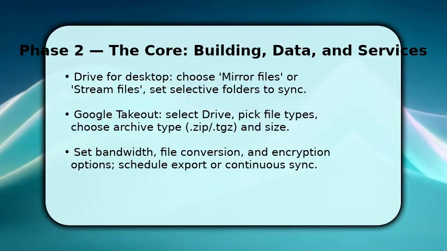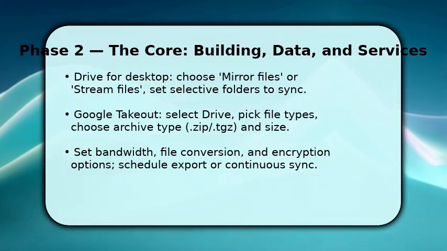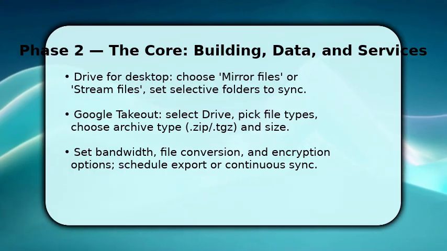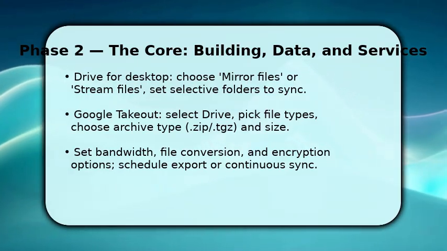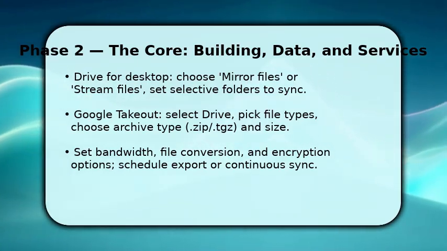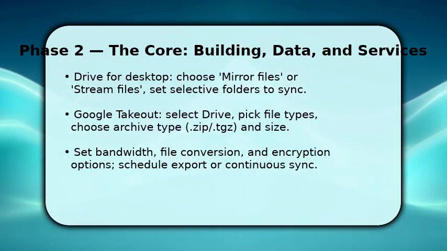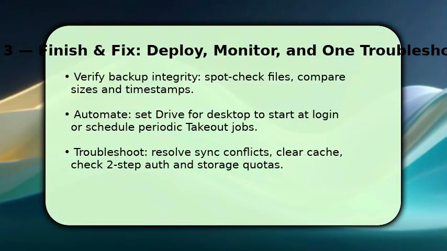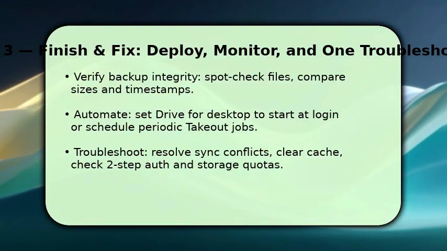If using Google Takeout, select Drive, pick Export Formats, and choose Archive Type and Max Size to split large archives. Make sure to set bandwidth limits and enable encryption if available. These choices balance speed against storage and finish by validating and automating your backup so it survives human error.